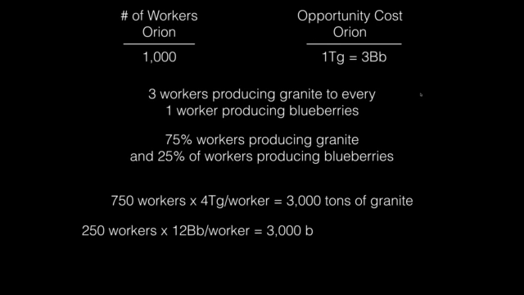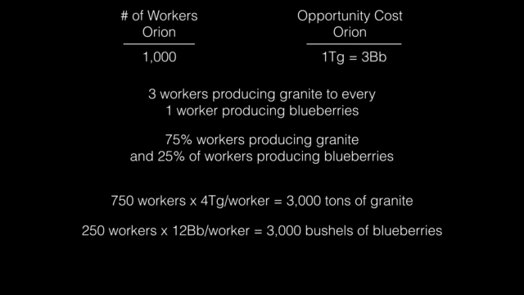So what that means is 75% of the workers are going to be producing granite and 25% of the workers are going to be producing blueberries. So what we've done is identified the distribution of workers in order to have the production of tons of granite equal to the bushels of blueberries produced. It's a 3-to-1 ratio, which means that 75% of workers are producing granite and 25% of workers are producing blueberries.